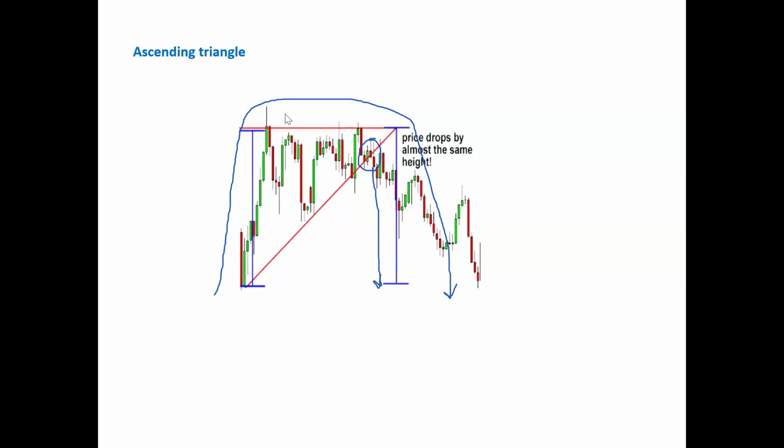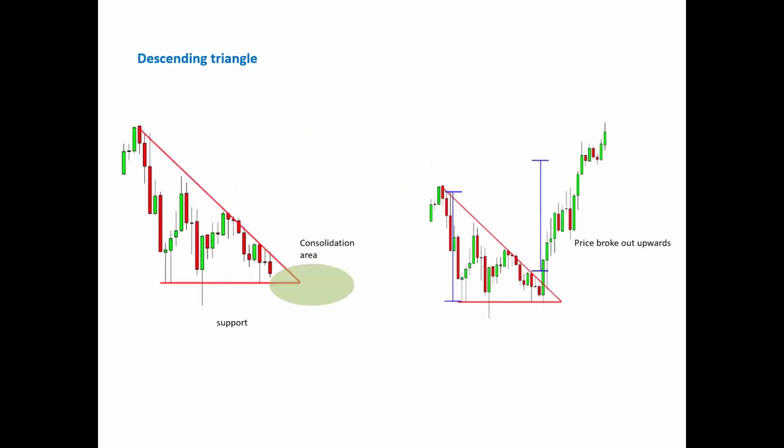And finally, we look at the descending triangle. From the word descending, it means price is dropping low. It hits a support and a consolidation, and we expect a breakout in the bullish direction.